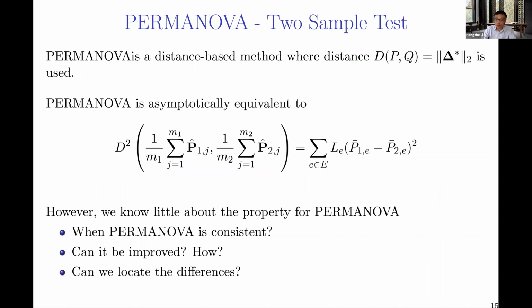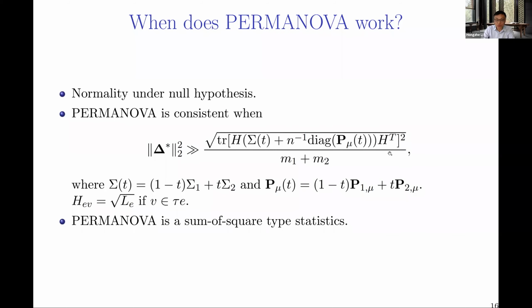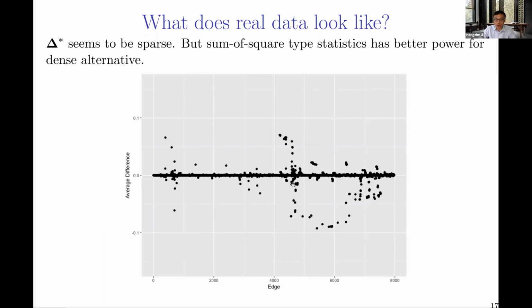Okay, so Permanova is a sum of squares type of test. But if you look at the real data, this is the data I mentioned, the Crohn's disease and normal individuals. What you see here, the x-axis are the edges of the phylogenetic tree. The y-axis is the flow, the average of the probability mass difference between normal individuals and the individuals with Crohn's disease. And you can see most of them are pretty small. They are really close to zero, except for some of the branches, where you have a larger difference.